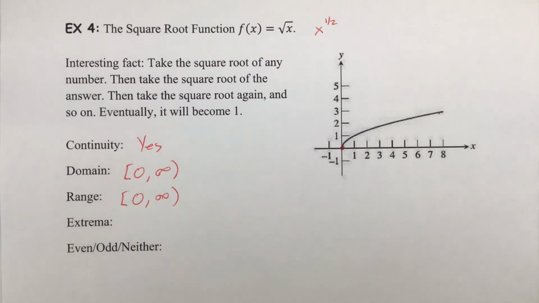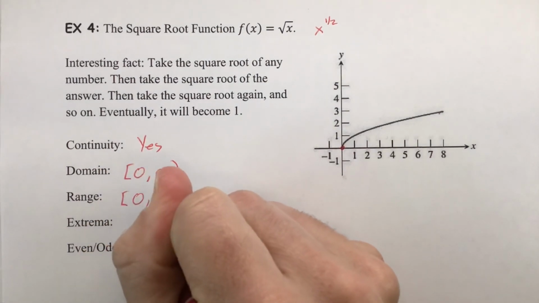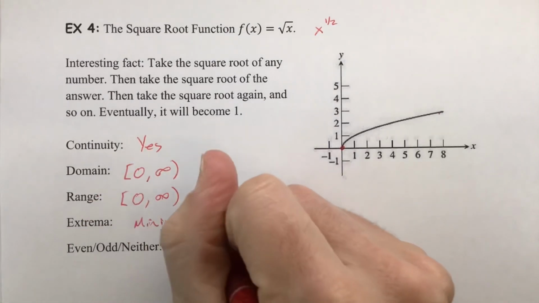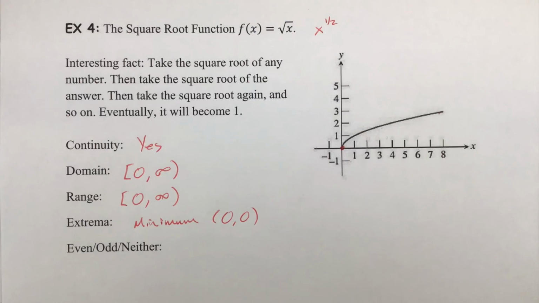Does it have an extrema? Yes, it does. It has a minimum, and that is going to be at (0, 0). And I should make note that in example 2, I identified that it did have an extrema, but I did not state that it was a minimum. So in example 2, with the parabola, the x squared function, that did have a minimum at (0, 0).